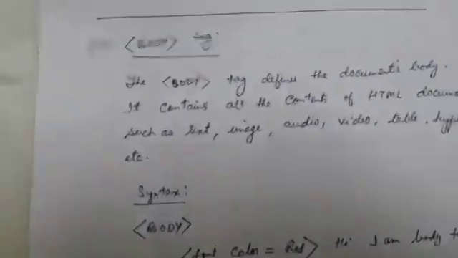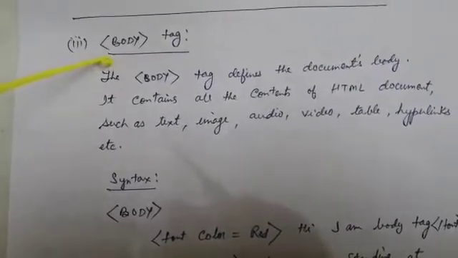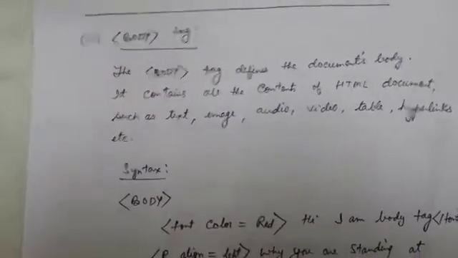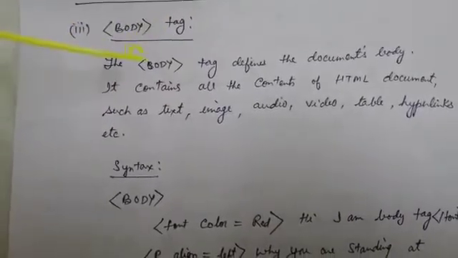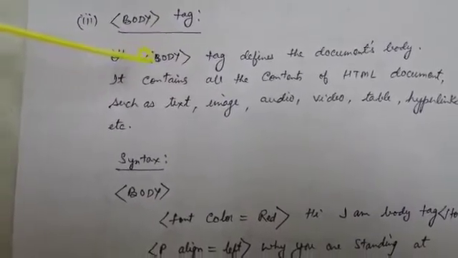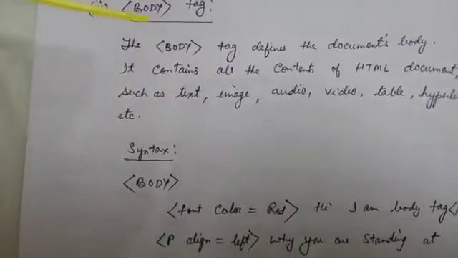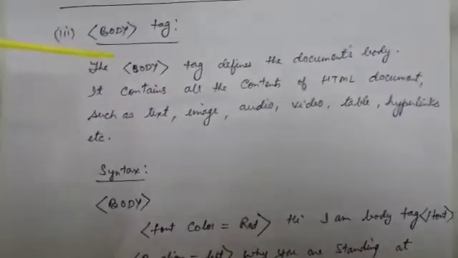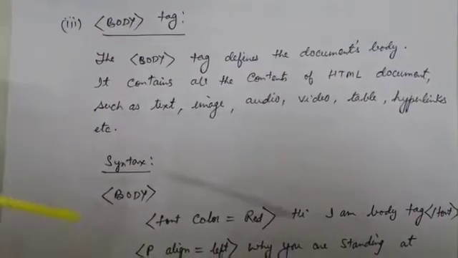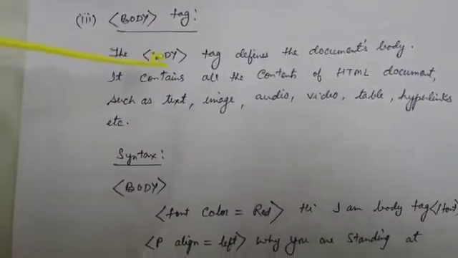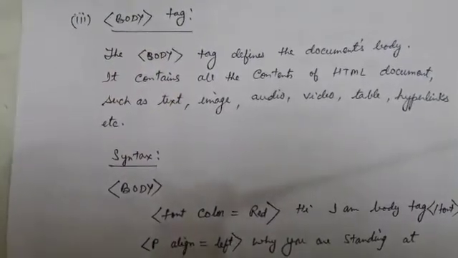Then next is the body tag. The body tag contains all other contents and elements of the HTML document. So whatever other tags are there in HTML, we use all those tags within the body tag, and the contents we write with the help of those tags also go within the body tag only. Whatever you write within the body tag is going to display on your page.